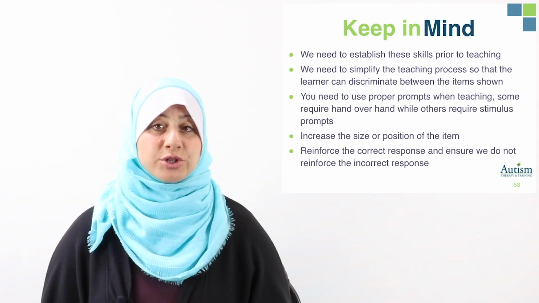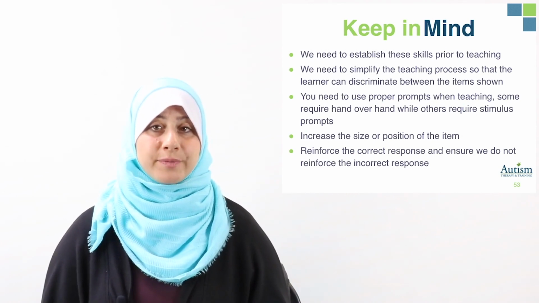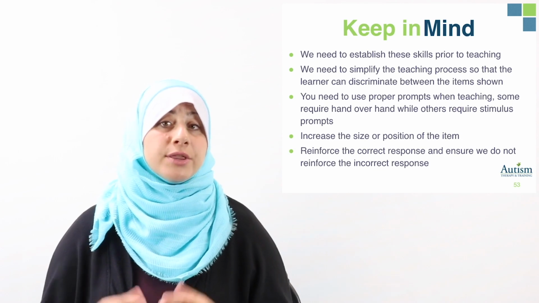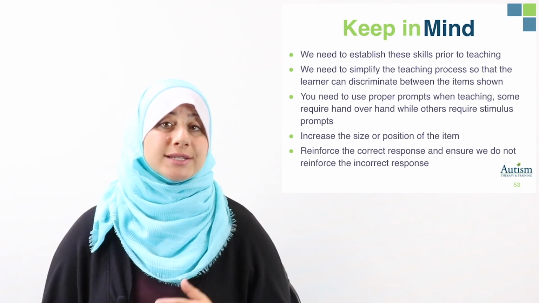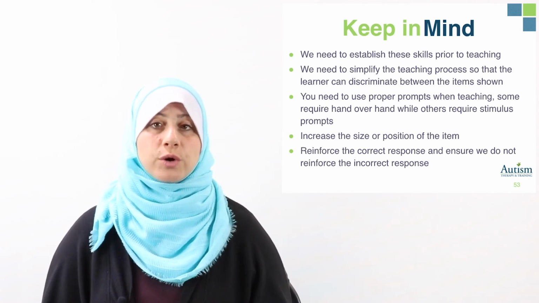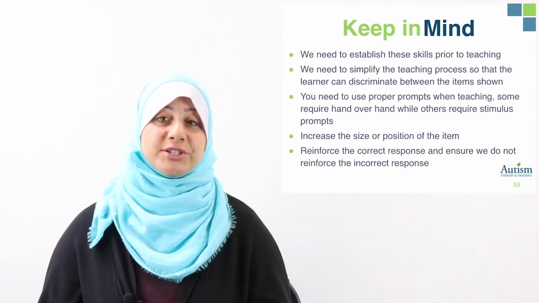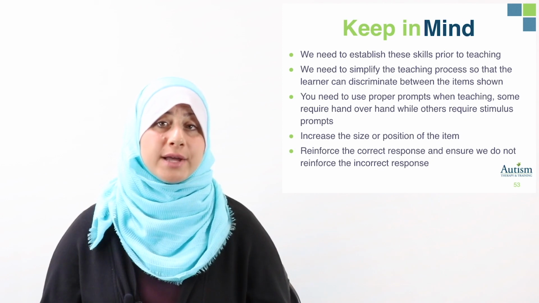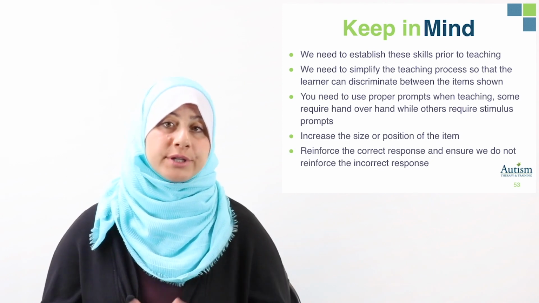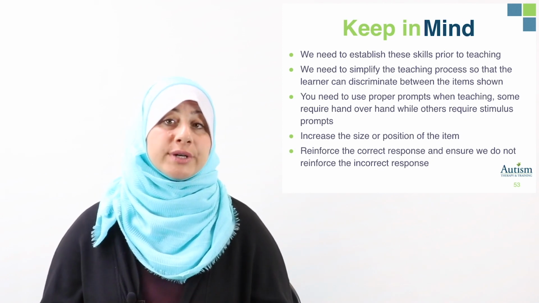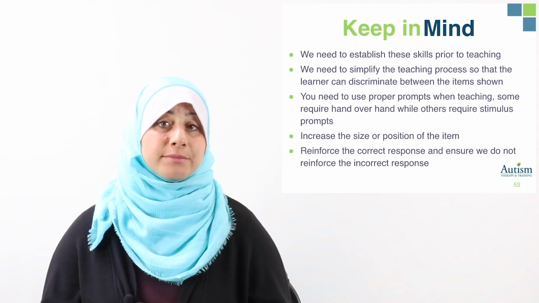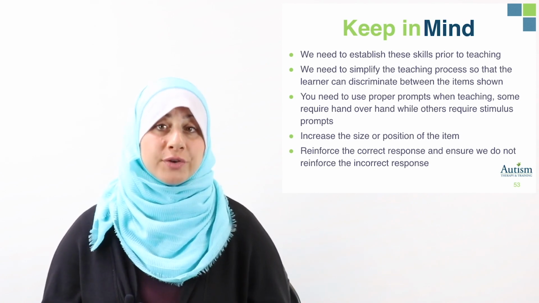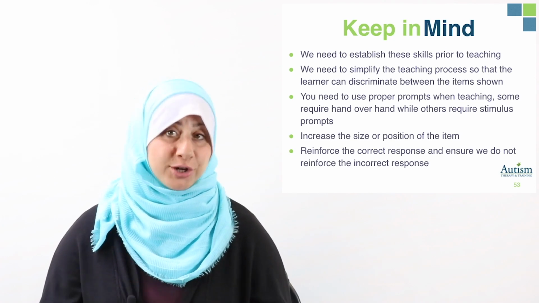We need to establish these skills prior to teaching. We also need to simplify the teaching process so that the learner can discriminate between the items shown. You also need to use proper prompts when teaching. Some require hand over hand, while others require stimulus prompts. Increase the size or position of the item. And of course, we need to reinforce the correct response and ensure that we're not reinforcing the incorrect response.